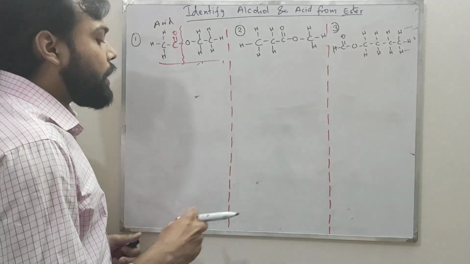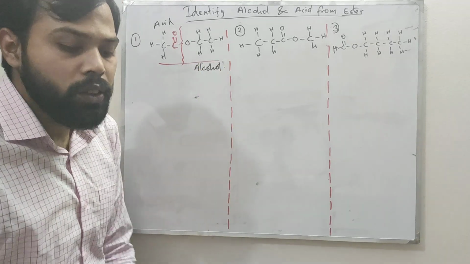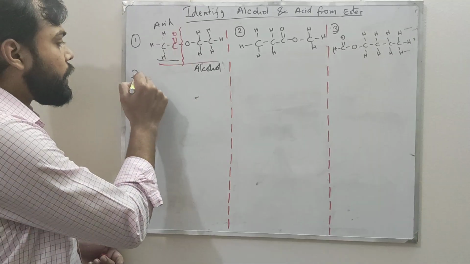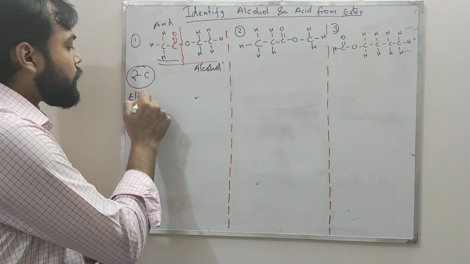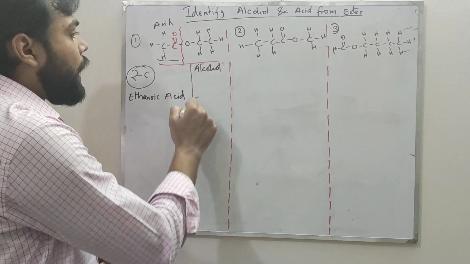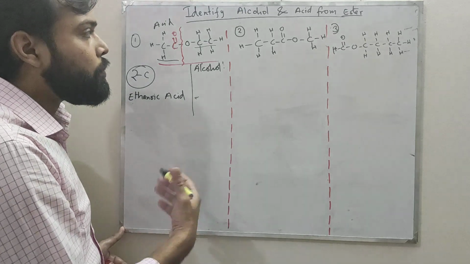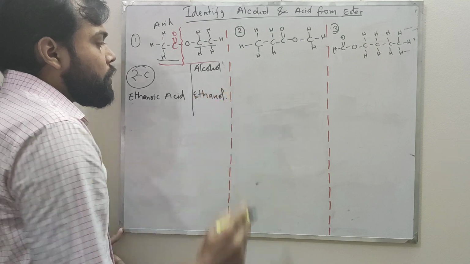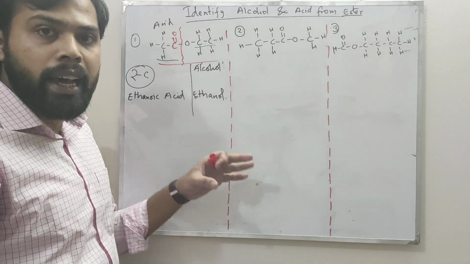Sorry, again I'll be writing. So this other part is your alcohol. Now, how many carbon are there in this acid? There are 2 carbon, right? So what is the name of the acid that has 2 carbon? It's basically ethanoic acid. Right? And in the alcohol, how many carbon are there? There are 2 carbon, right? So because of 2 carbon, what is the name of this alcohol? It's ethanol.